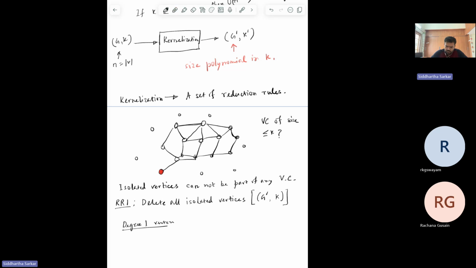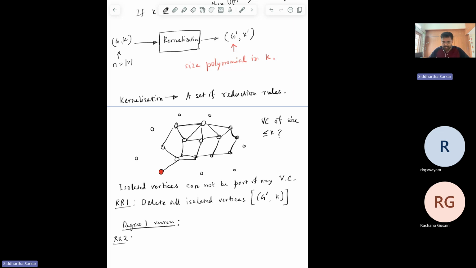Then can you apply some rules? Because its degree is one, it will never be included. It can be ignored to some extent because it will be connected to another vertex, which might have better chances of covering other edges. So one can write another reduction rule.